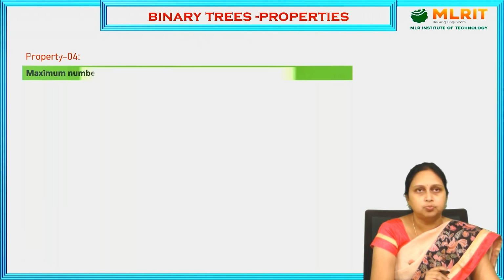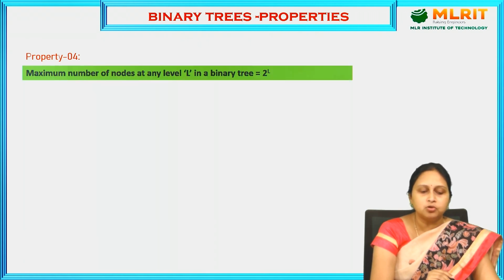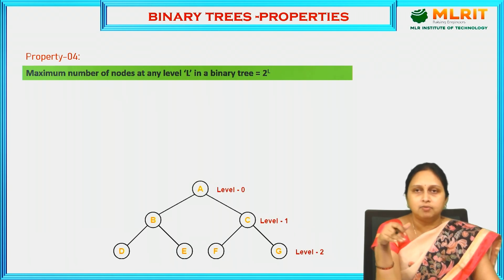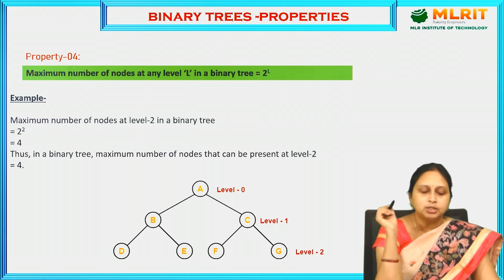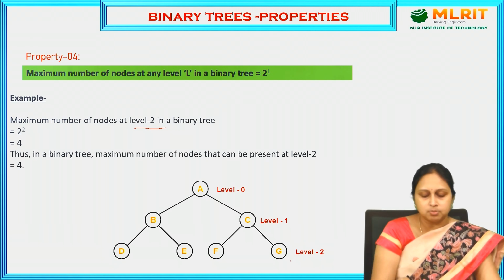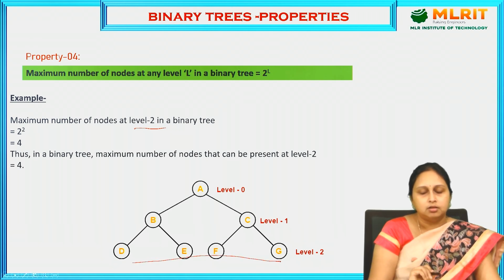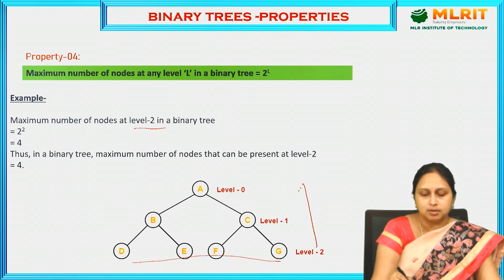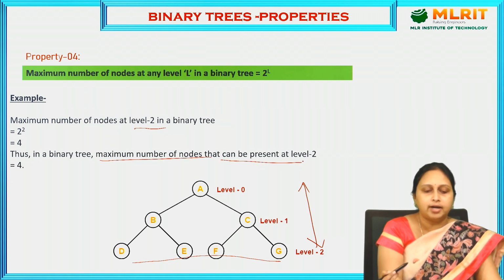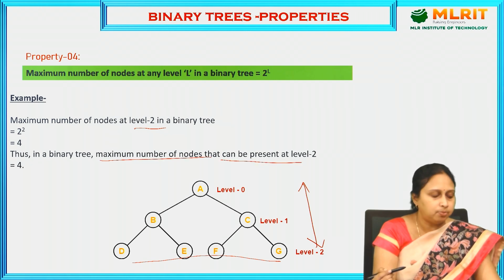Next, the fourth property: the maximum number of nodes at any level L in a binary tree is 2 power L. Let us see this. You know that we represent the levels from 0, 1, 2, right? The maximum number of nodes at level 2 in a binary tree: this is the level being represented. Level is 2, 2 power 2 is nothing but 4.